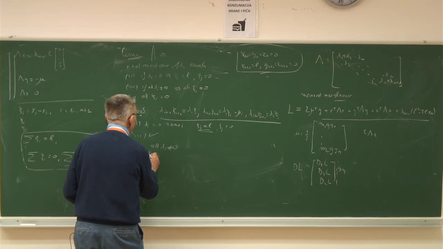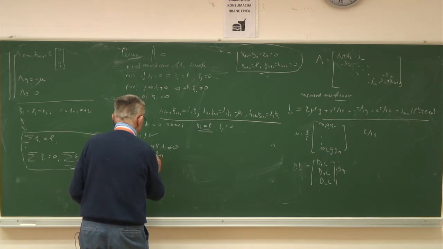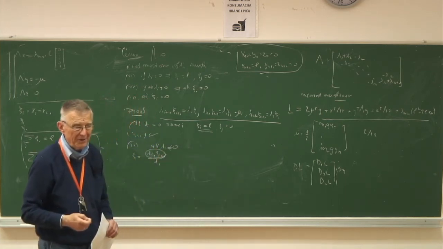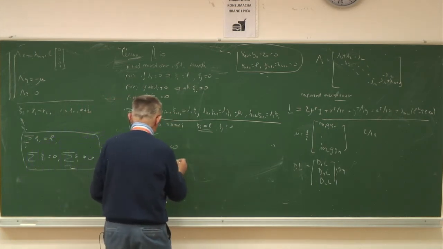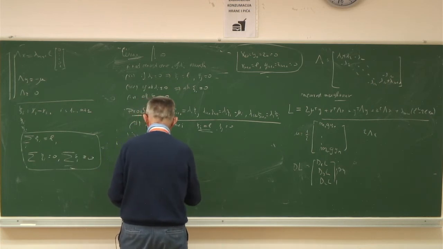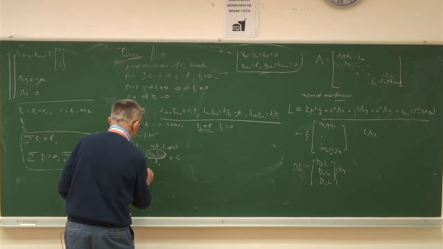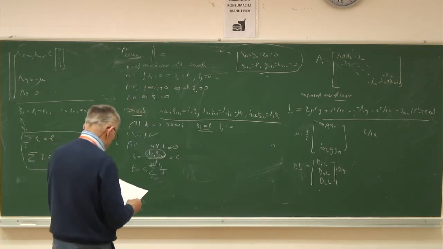Excuse me, lambda_{i+1} xi_{i+1} over lambda_i. But this is constant in i. So I can call it C1. So summing up gives L is equal to C1 times the sum of 1 over lambda_i, for i equals 1 to n plus 1.